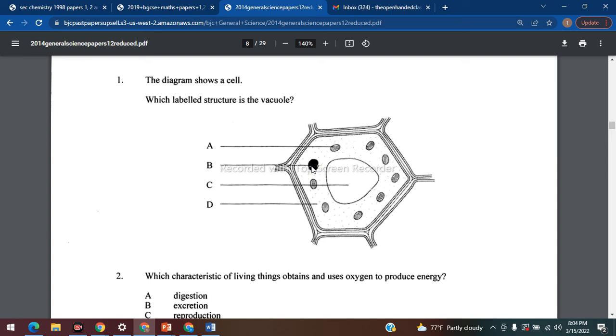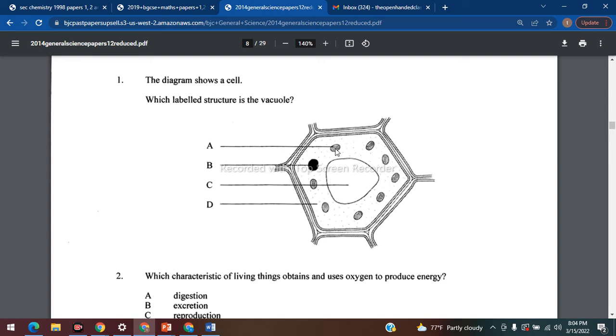Okay, so what is B actually? The nucleus. C is the vacuole. What is D pointing to? The cytoplasm. Very good. And what is A pointing to? Mitochondria. Let's see. It could either be the chloroplast or mitochondria. It's hard to tell, but it looks to me like the chloroplast.